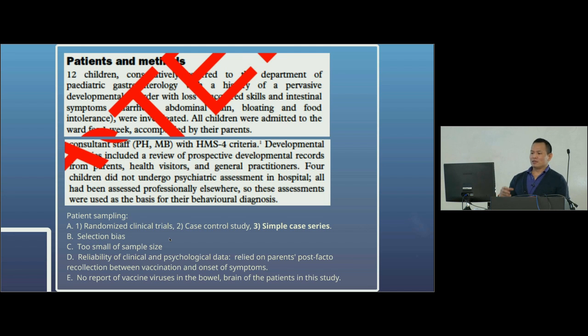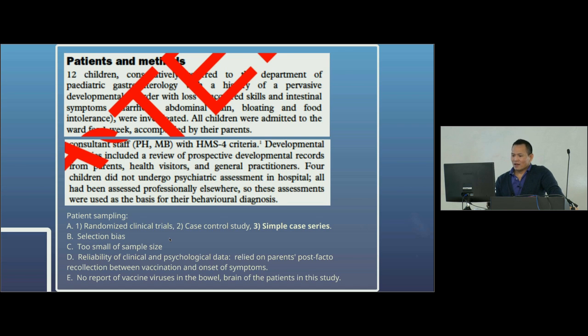The other thing is the reliability of clinical and psychological data. Like I said, it relied on the parents' post-facto recollection of vaccinations and onset of symptoms. If your kid starts to have fever, acting strange, you start to label your kid with a certain disorder, right? Even though maybe this is part of a normal reaction to a vaccine. Because there's an emotional attachment to seeing your kid suffer, and you want to have an explanation why.